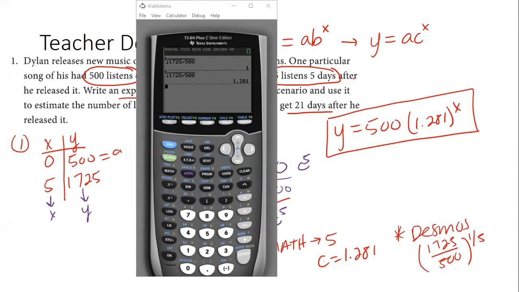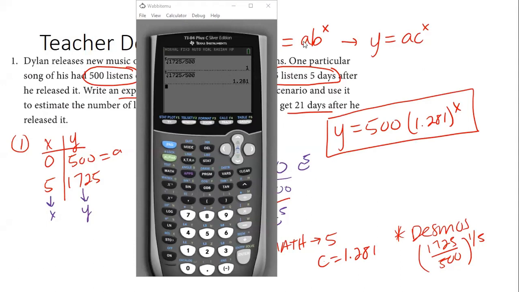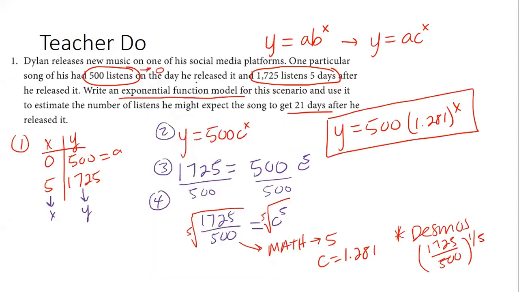Your first part is to write your model. If I'm writing a model, there isn't a value yet. So the thing is, what is your exponential function model? In order for it to be a model, I need to have an independent and a dependent. So now we did that part. Now we can answer the 21. Does that make sense? Okay. So now we can answer the 21.